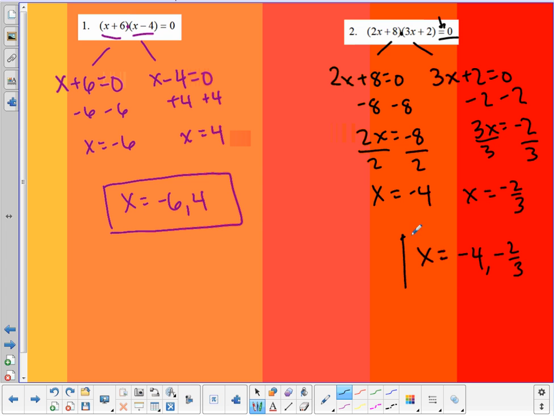And again, those aren't an ordered pair. It's not an x and a y. It's two different solutions for x. It's two different solutions that make this whole equation 0. That's what we're looking at here.